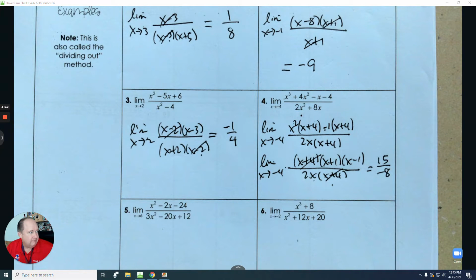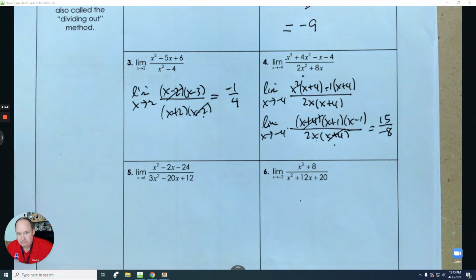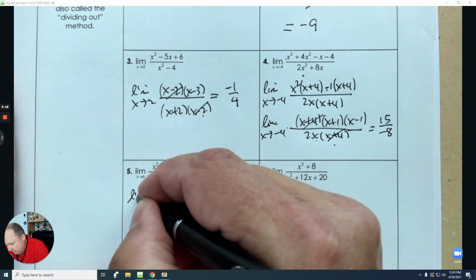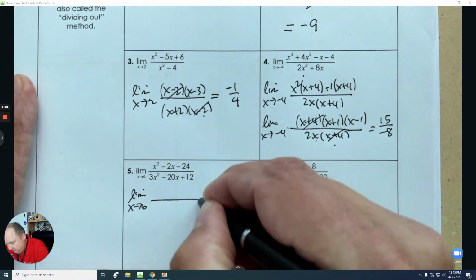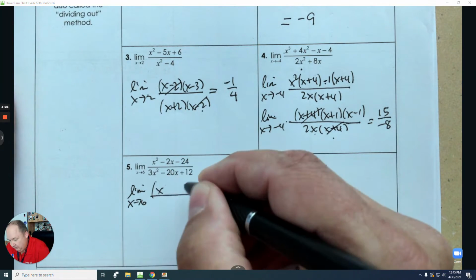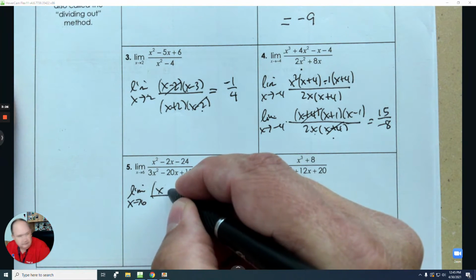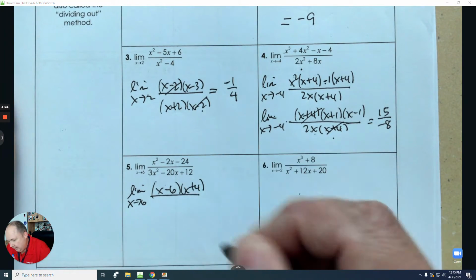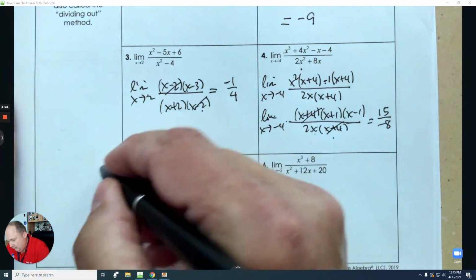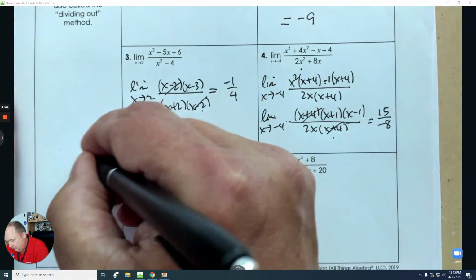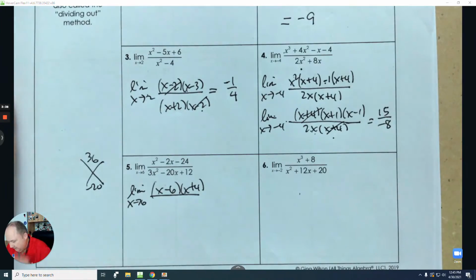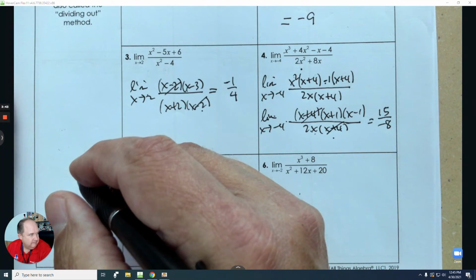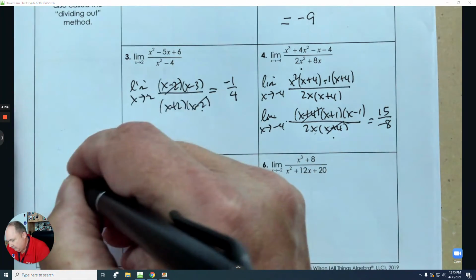Number 5. Again, 6 gives me an indeterminate situation, so I'm going to factor. Don't forget to write the limit notation and then factor. So this is, what is that, -12. Is that right? No, -6 and 4. The denominator, on the side, we can go 3 times 12, that's 36, and -20. The two numbers then would be, what would it be? It would be 18 and 2. That's what it would be.